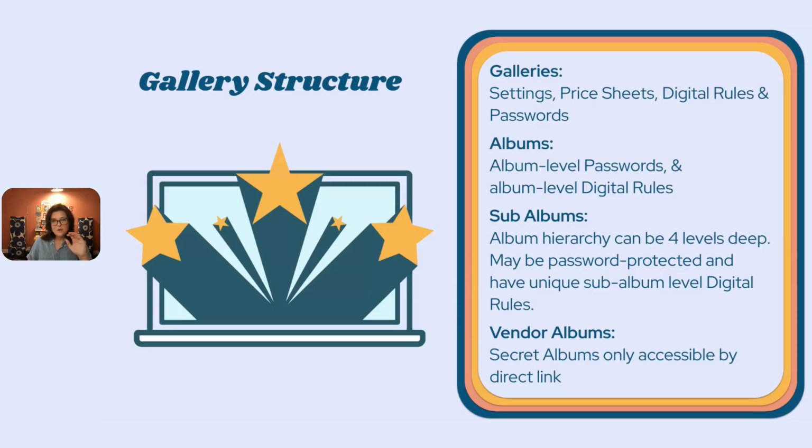Then, in addition to albums, you can have a certain type of album called a vendor album. So vendor albums are only accessible by a direct link. The example that we always use with this is like if you maybe shoot weddings and you had an agreement with the florist that they would get all of the photos of the florals. You don't really want the florist to be able to access the whole gallery. And then you also don't want the bride and groom and the family and the attendees to just see a random album that's just full of florals.